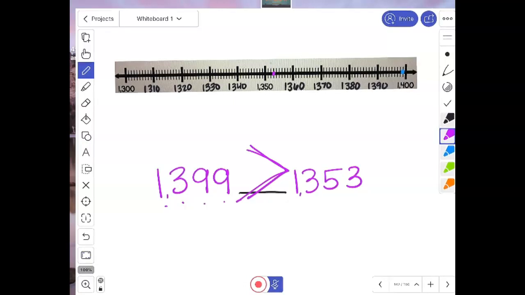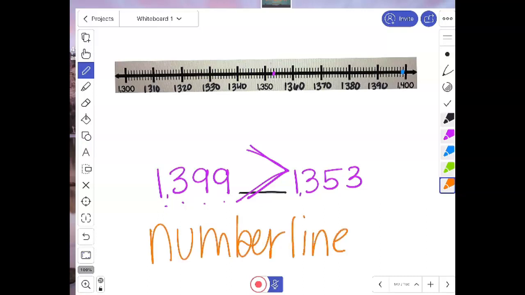I'm going to pause here for just a second. I'm going to tell you that your code word today is number line. Write it down so you have it. I don't mean go get into your slideshow right now and write it.